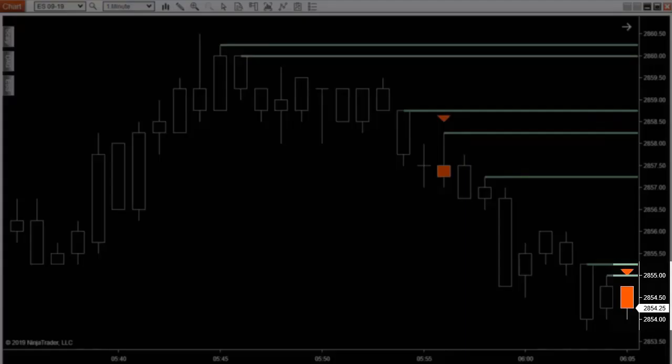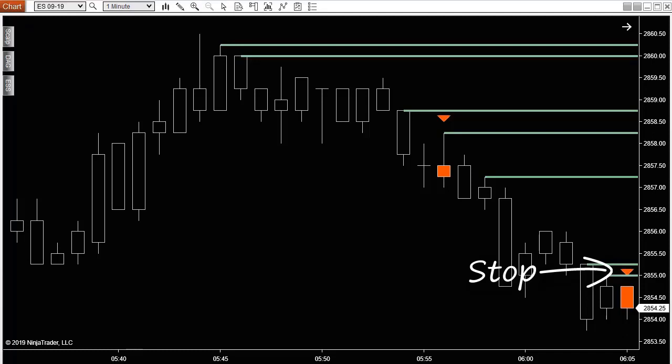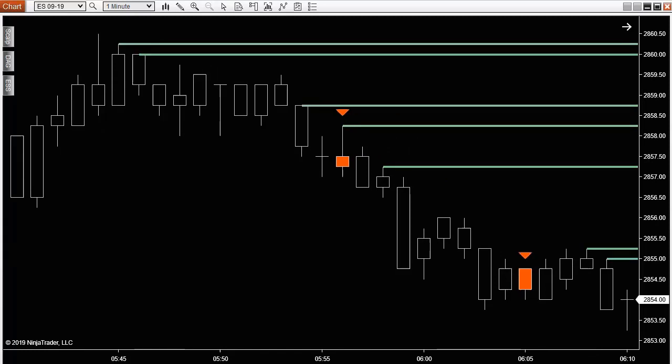All right, here's another one. This is another short continuation signal. Now we would enter around the 54.25 level. This stop is about 4 ticks right at the auction grid level here. Right at this level. So you don't have any target levels here. We're just managing this trade very closely. Okay, so here's our stop, and we stopped out with a quick small loss of about $50 here.